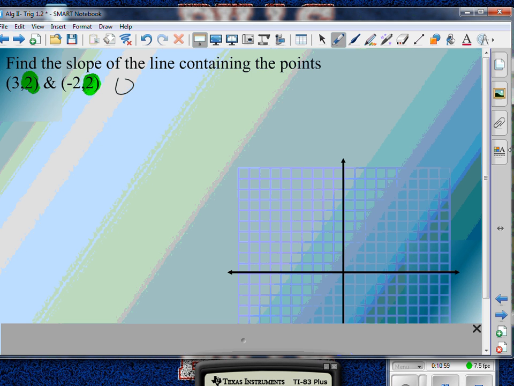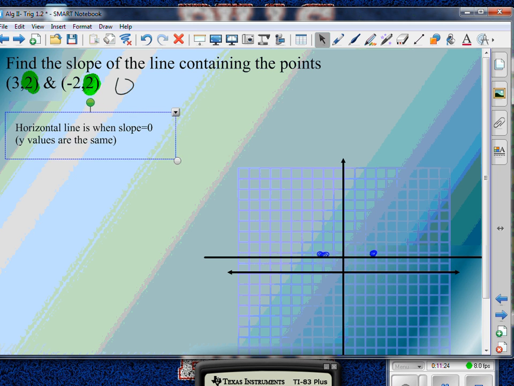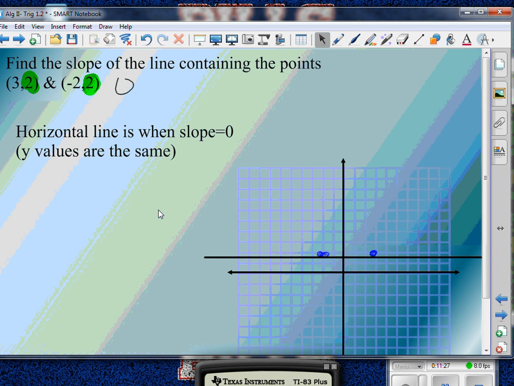Now, just graphing them. 3, 2. There's 3, 2. And negative 2, 2. If I were to draw a line through there, what type of line is that? The horizontal line is when the slope is equal to 0. The y values are the same. So if you ever see that the y values are identical, you don't need to do any work to answer; the slope is 0.